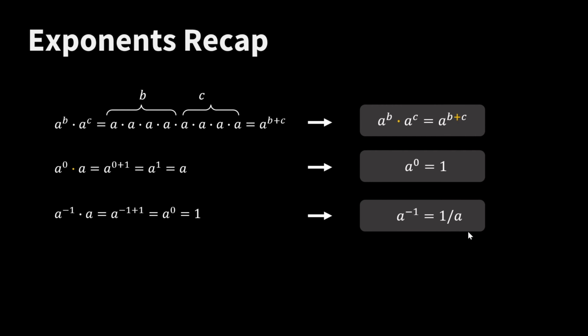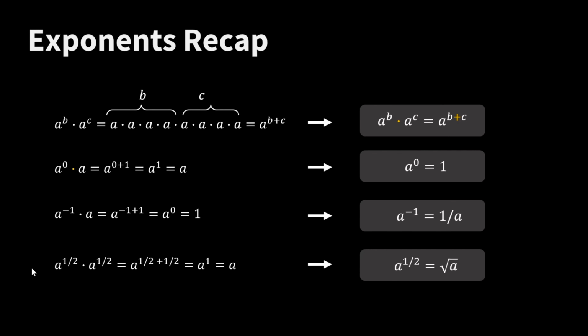And finally, what is a to the power of 1/2? A to the power of 1/2 times a to the power of 1/2 is a to the power of 1/2 plus 1/2, which is a to the power of 1, which is a. This means a to the power of 1/2 is a number that, when multiplied with itself, equals a. And this is the square root of a.